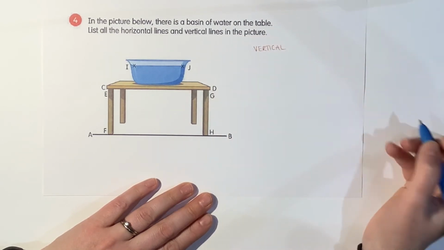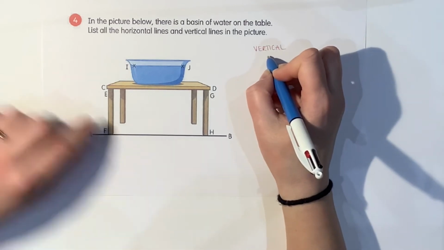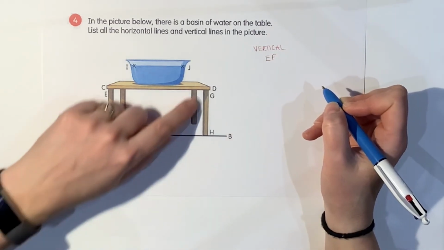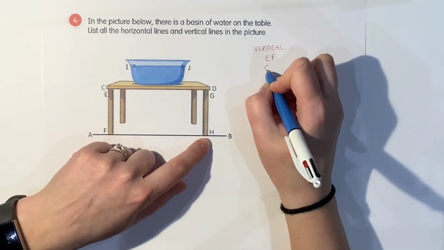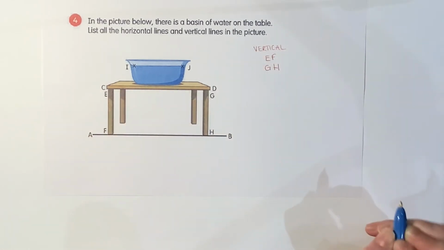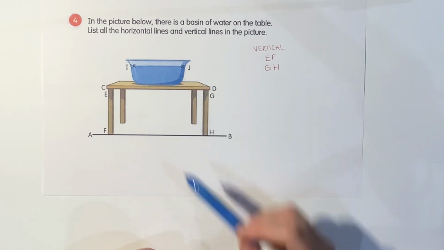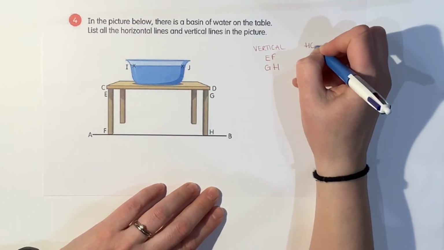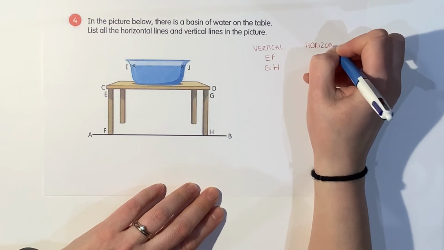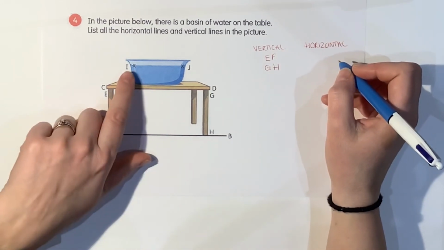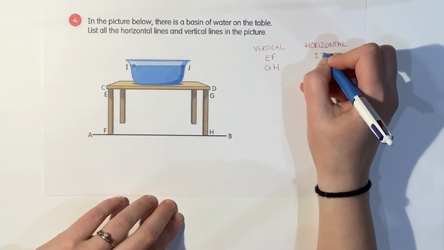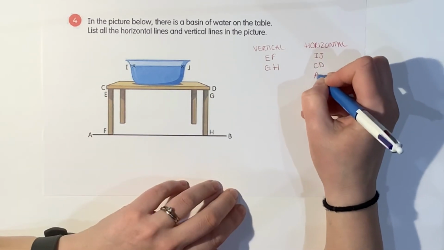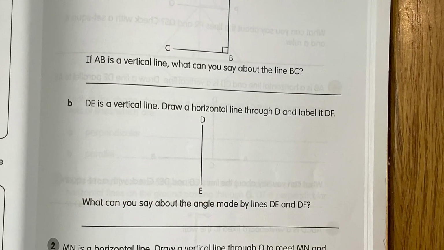We have got EF, we've got GH. I think those are the only vertical. There obviously are more, there's some here, but they're not labelled, so we can't necessarily list those. And then horizontal lines, we have IJ, CD, and AB. Here is your practice for today.